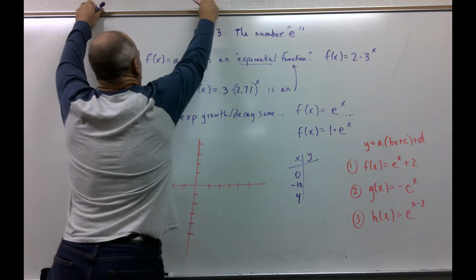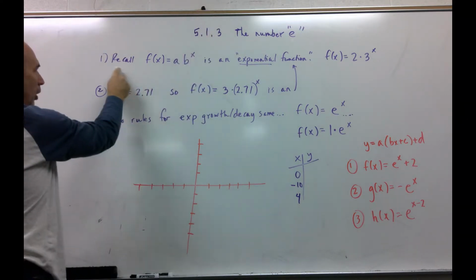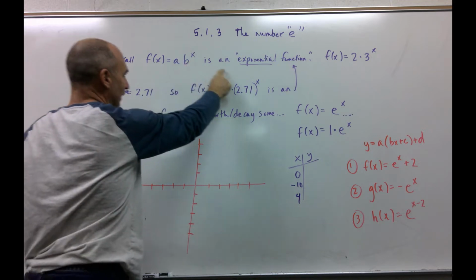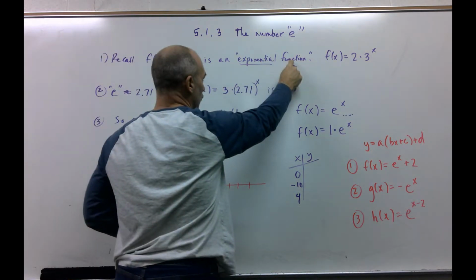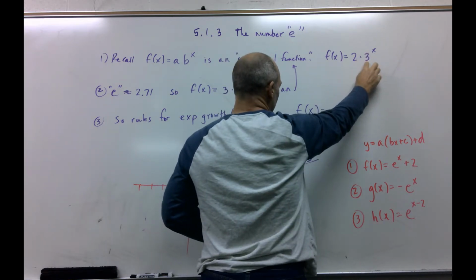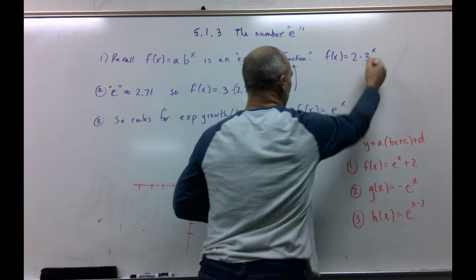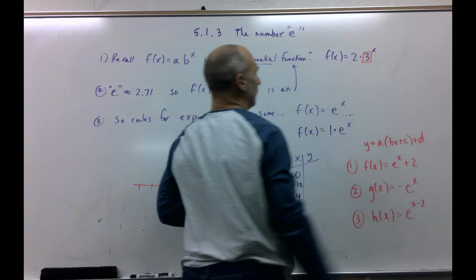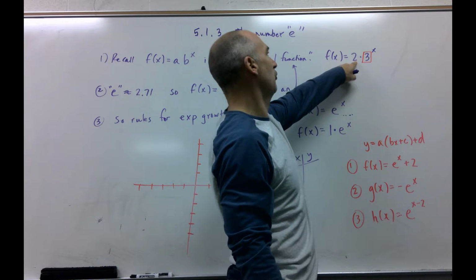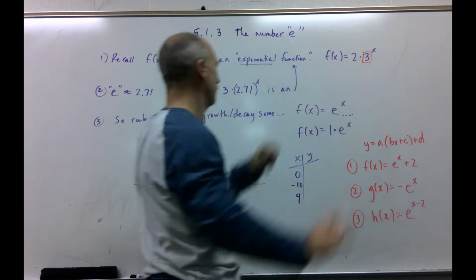First of all, recall that f of x equals a times b to the x is considered an exponential function. Here's an example. A is 2, b is 3. This is exponential growth because that's a number greater than 1. This is going to be a vertical stretch, factor of 2, but whatever.